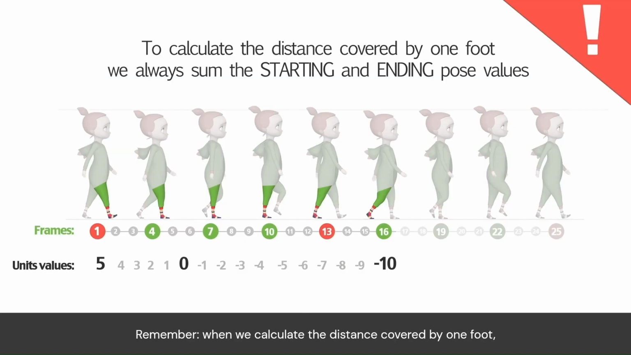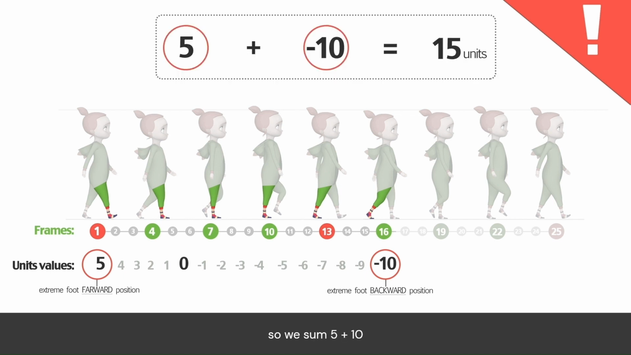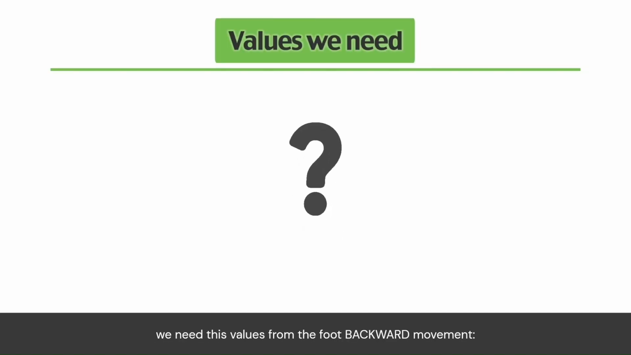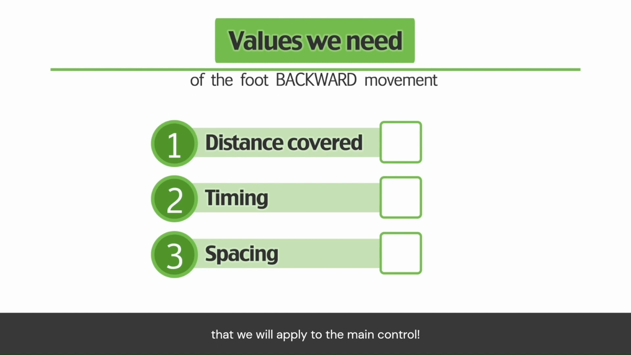Remember, when we calculate the distance covered by one foot, we always sum the starting and the ending pose values. Usually, the extreme foot backward position is below 0, like in this case that is -10, so we sum 5 plus 10, and as we already saw, the result is 15 units. So, to move the character forward using the main control, we need these values from the foot backward movement: distance covered, timing, and spacing, that we will apply to the main control.